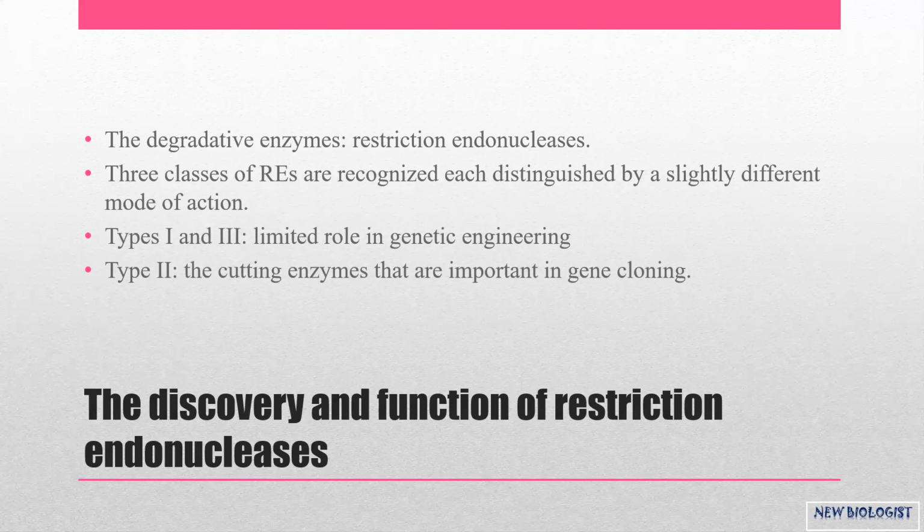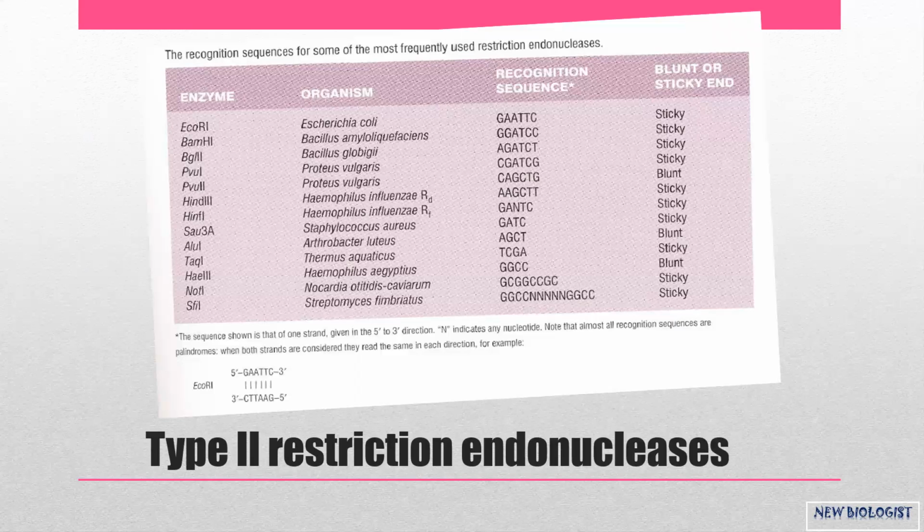When we look in more detail, there are three types of restriction enzymes: types 1, 2, and 3. Types 1 and 3 have a limited role, because they may cut far away from the restriction site, or they are non-specific. But type 2 is very specific: it cuts at the restriction enzyme site, and only there. Some restriction enzymes are very well known.